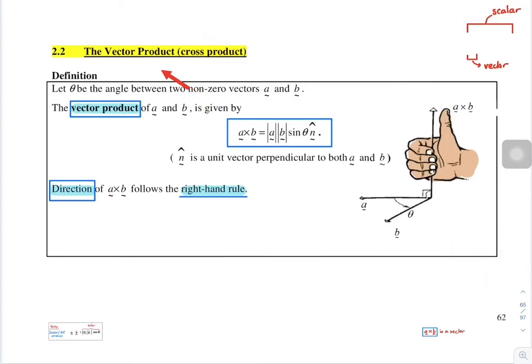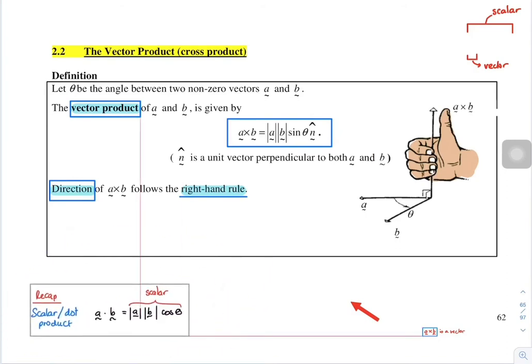In this section, we're going to look at another operation for vectors. We call it the vector product or the cross product. Now let's do a quick recap on what is the definition of scalar product.